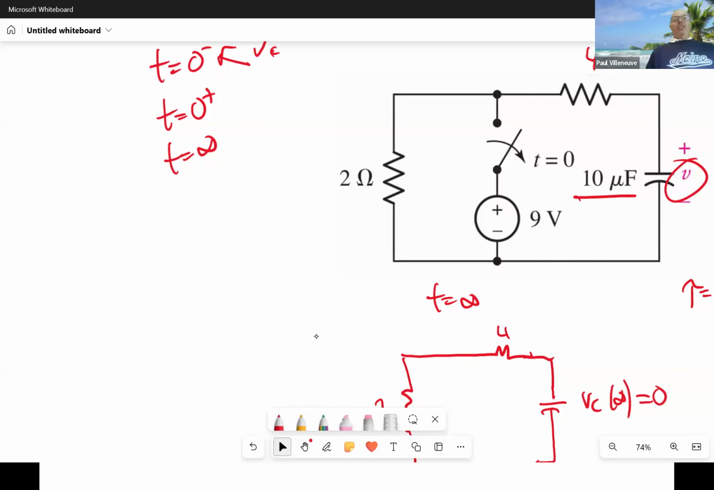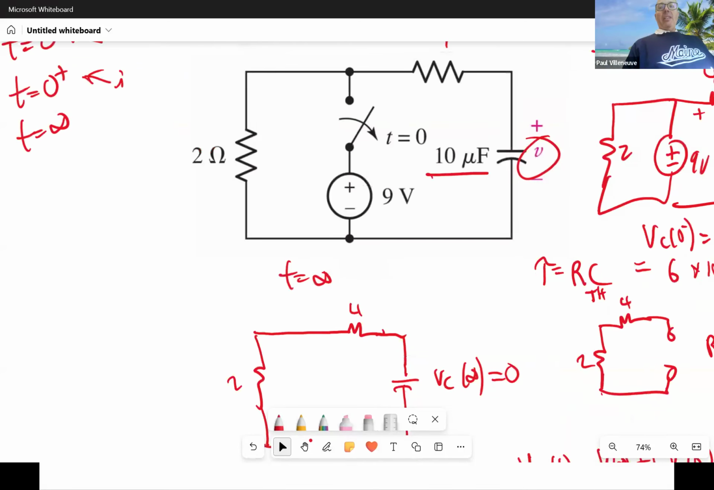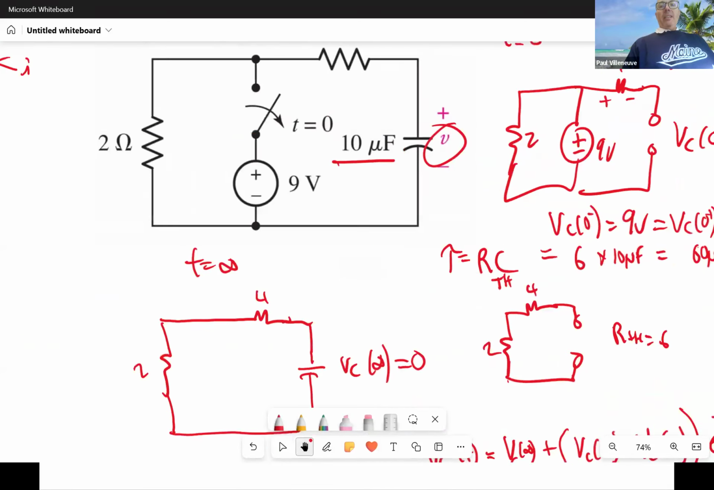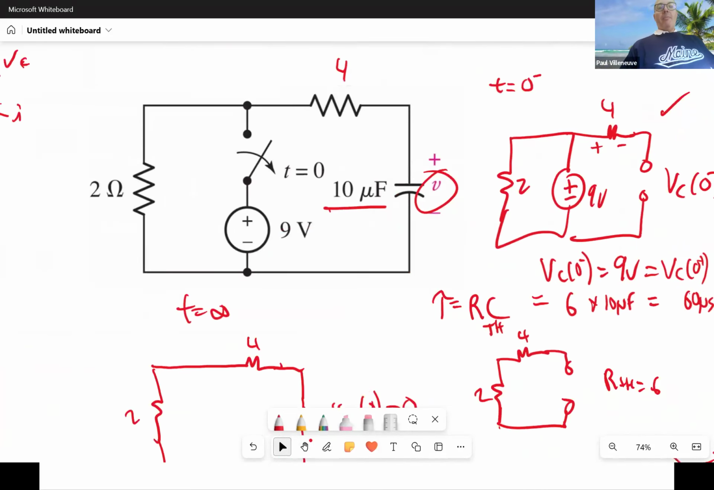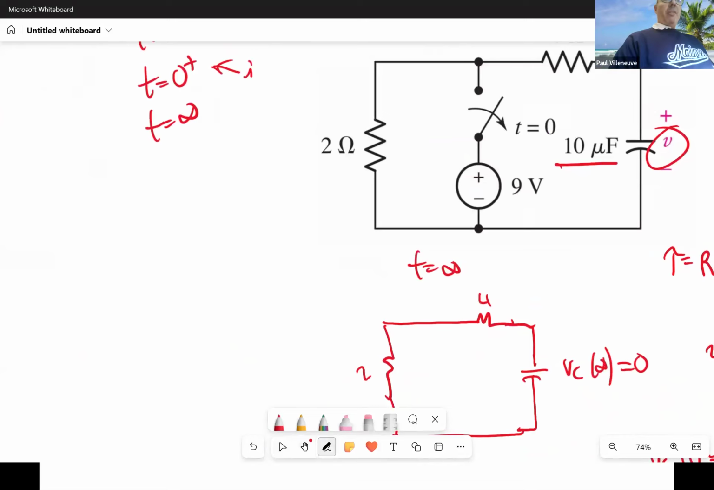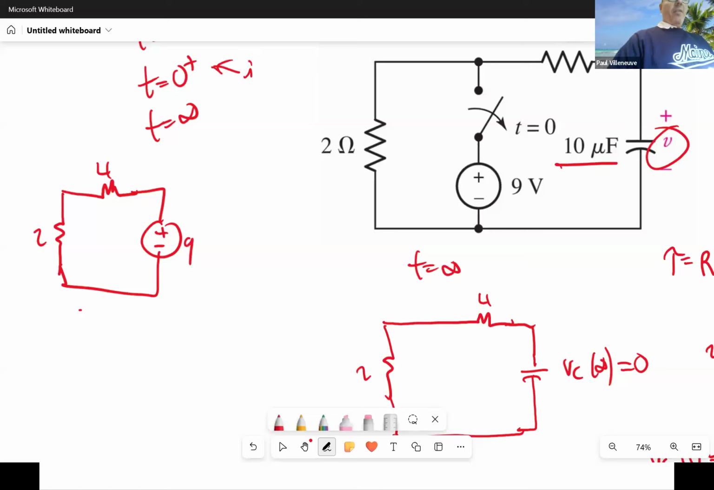I care about the voltage. Now I can calculate the current over here. Okay. So my 0 plus circuit now looks a little bit different, right? I didn't actually calculate a 0 plus. I did a 0 minus. So my 0 plus circuit becomes this. Here's 2. Here's 4. And that capacitor gets replaced with a 9-volt power source.